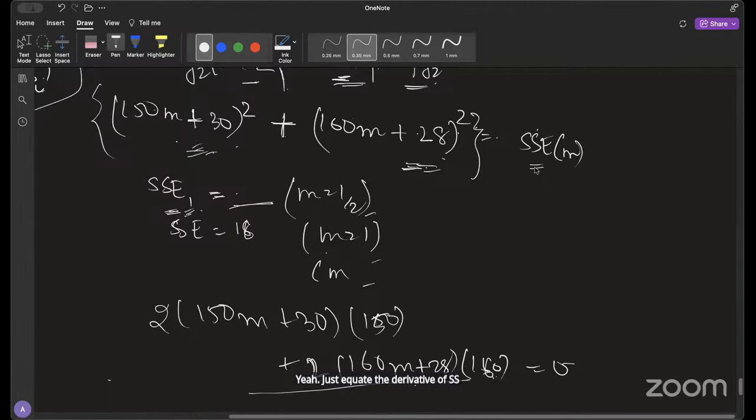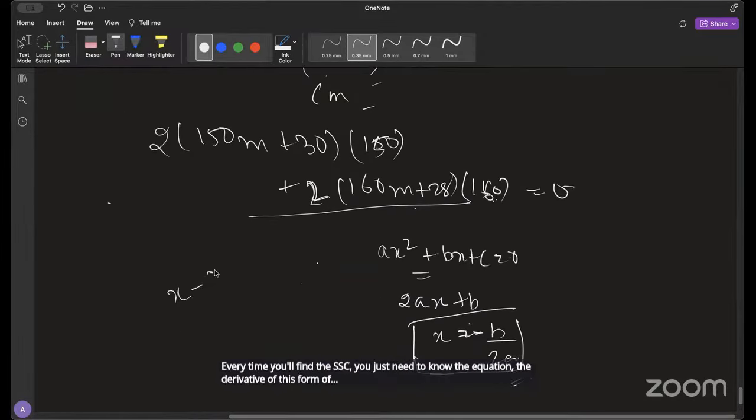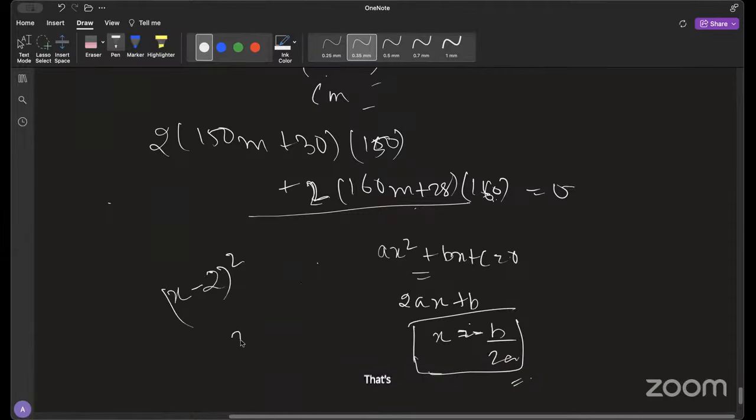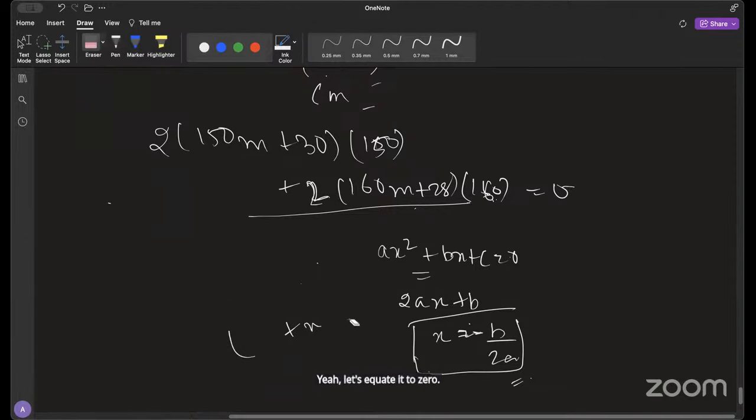I just want to make sure everyone knows how to calculate that. Every time you find the SSE, you just need to know the derivative of this type of equation. We have a square, and we have to put it equal to 0 after differentiating it. Just equate it to 0 and find the value of the variable.